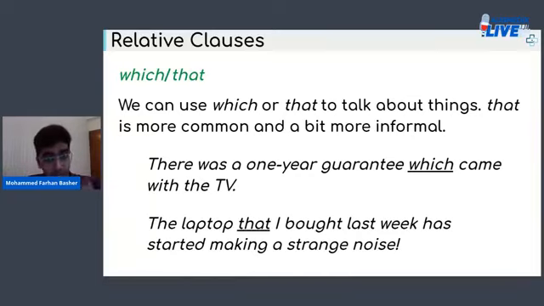So to mention that particular timing, to talk about the time when exactly you bought it, you need to bring in a relative clause in this sentence, which in this case is "that I bought last week." So in this relative clause, you have the relative pronoun that making the clause a relative clause. So the laptop that I bought last week has started making a strange noise.